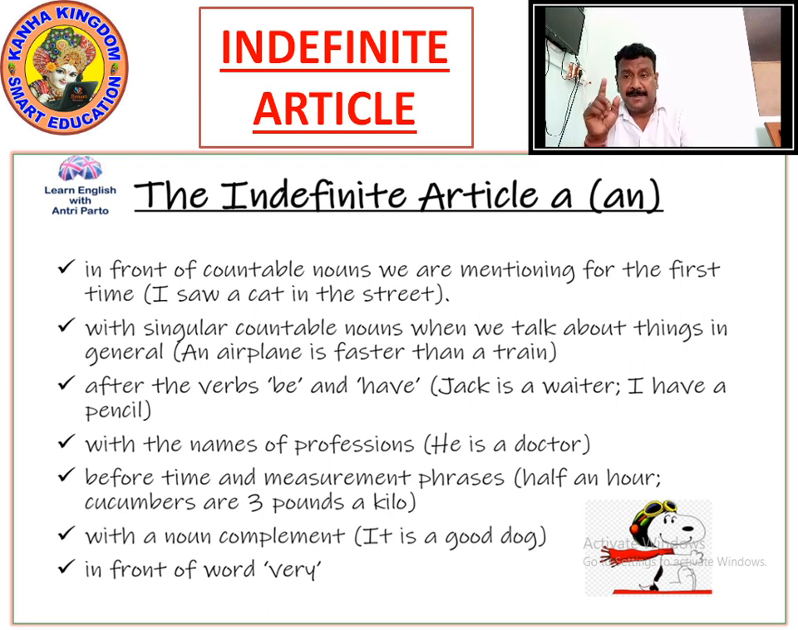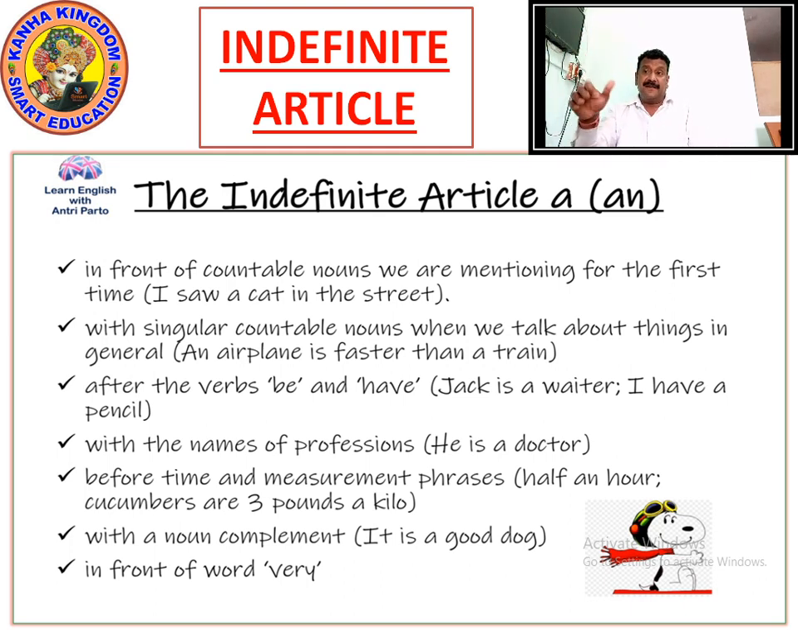With singular countable nouns, when we talk about things in general: an airplane is faster than a train. Correct. It flies and it goes on the rail tracks, so it's fast. So how is it addressed here? A train. An airplane is faster than a train. The indefinite article is used before a train.